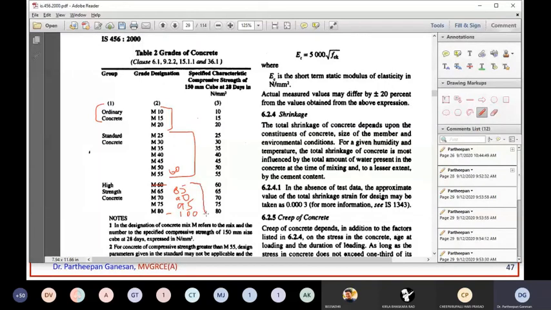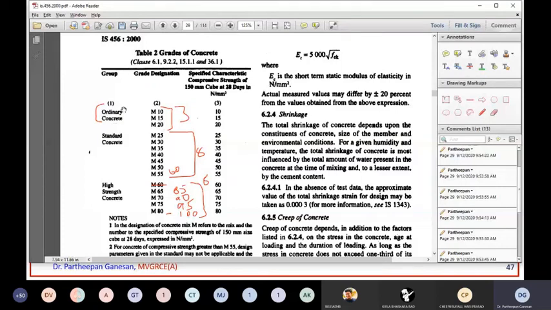So there are 8 here, another 8 here, and 3 here, so a total of 19 different grades. M65 to M100 is called high strength concrete. M25 to M60 is called standard concrete. M10 to M20 is called ordinary concrete.